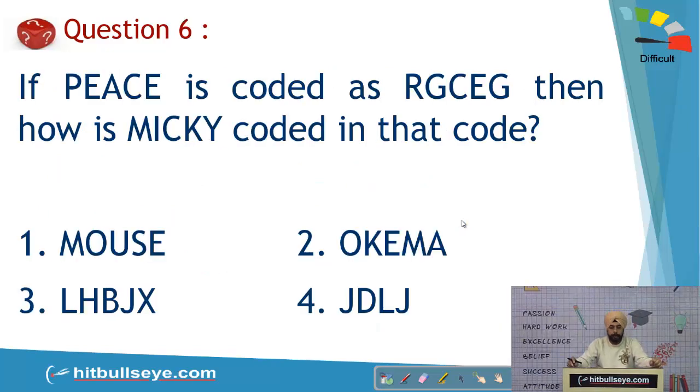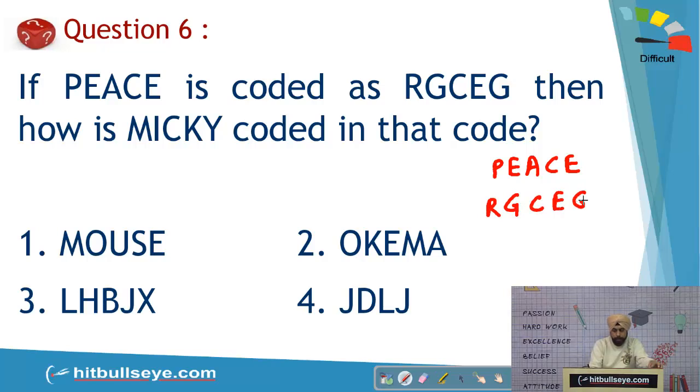This is a coding question, students. Again, a very simple question. Piece is coded at this. If you only try and see, students, if you code the word piece as R G C E G, you can see everywhere the only coding has been done is +2 in terms of position, or you can say the code has been taken by leaving one letter after that.